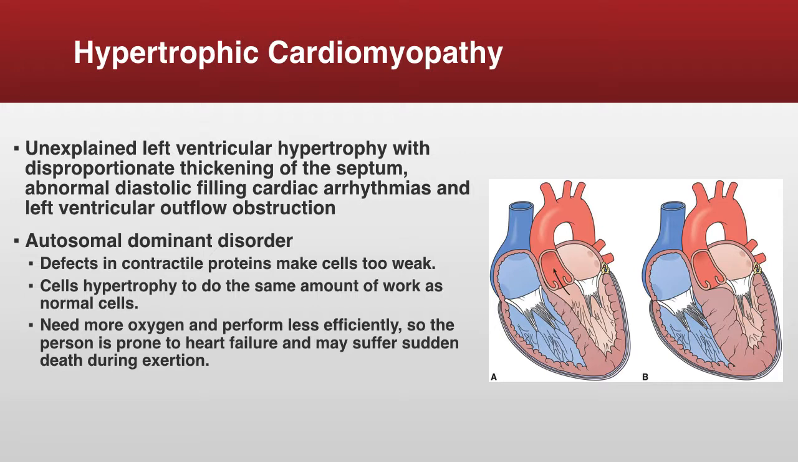It's often an autosomal dominant disorder, and it results in defects in contractile proteins that make the cells too weak. The hypertrophied cells have to do the same amount of work as normal cells. They need more oxygen and perform less efficiently, so the person is prone to heart failure and may suffer sudden death during exertion.